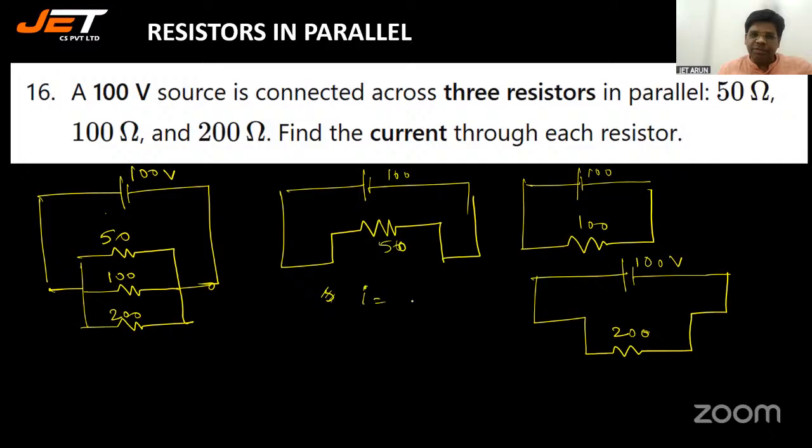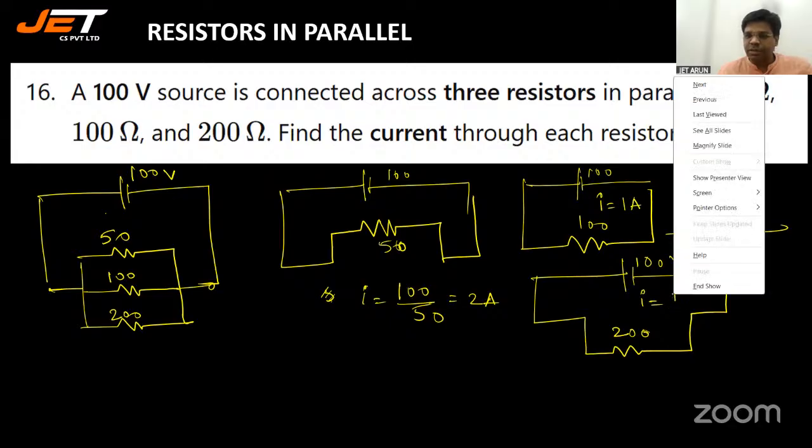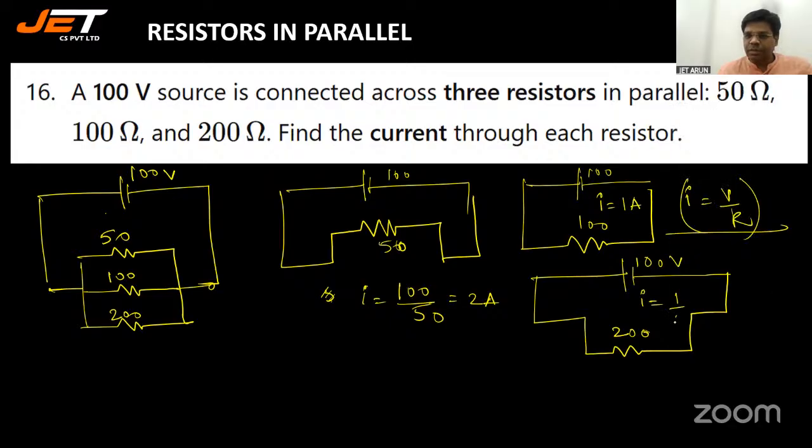So current will be I is equal to V by R for all the cases. Ohm's law, V is equal to IR. From there I get I is equal to V by R. So I is equal to 100 by 50, which is 2 amperes. For 100, I is equal to 100 by 100, which is 1 ampere. For 200 ohms, I is equal to 100 by 200, which is half ampere.